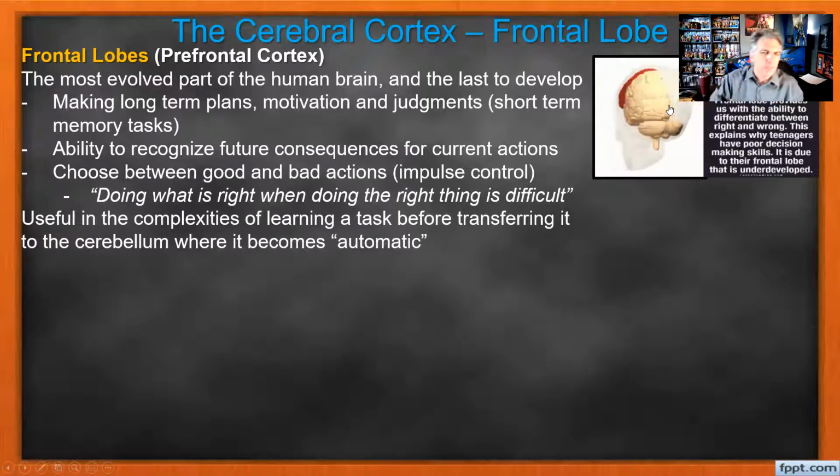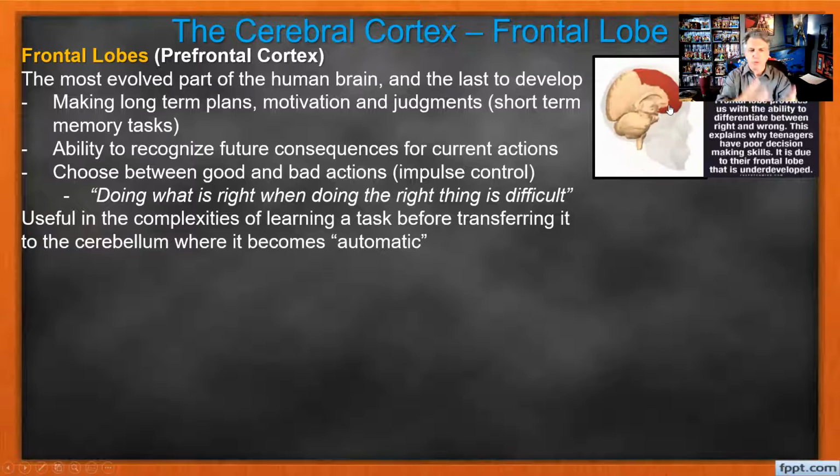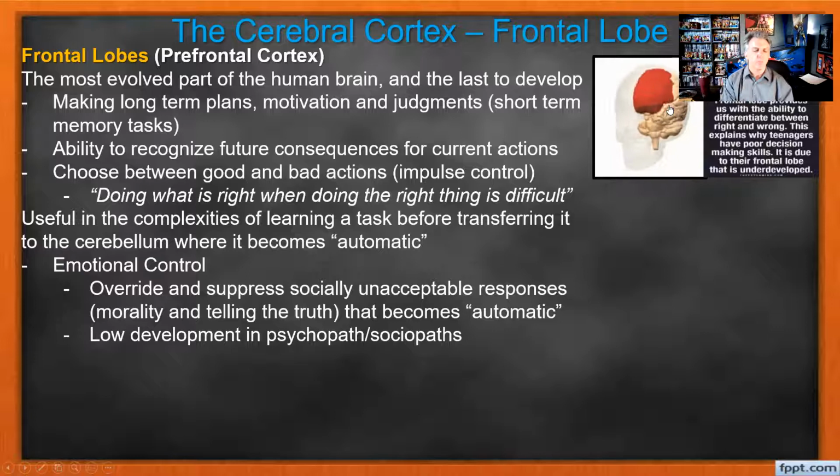This is useful in complexities of learning a task before we transfer it to the cerebellum, where it's automatic. So when I do this thing again and again and again, I practice it in my frontal lobe. Then once I got it, I shoot it down to the cerebellum. It becomes more efficient. Emotional control is also a little bit in the frontal lobe.